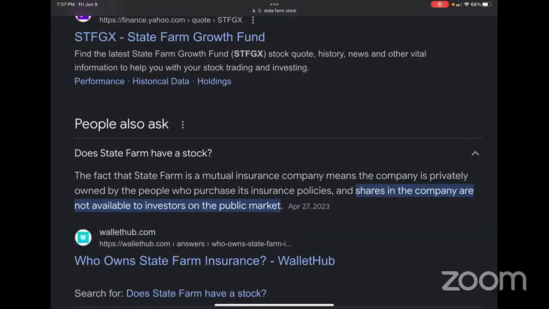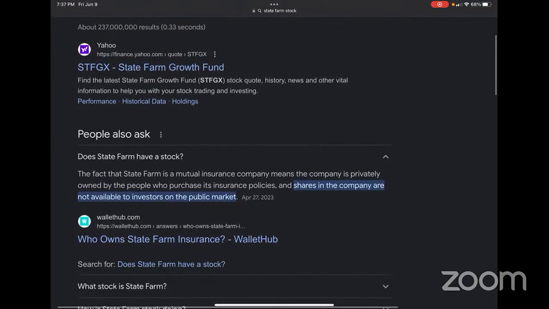Shares are not available to investors on the public market. So State Farm, they got mutual insurance. So what does that first sentence say? It's a mutual insurance company. The fact that State Farm is a mutual insurance company means a company privately owned by the people who purchase its insurance policy.